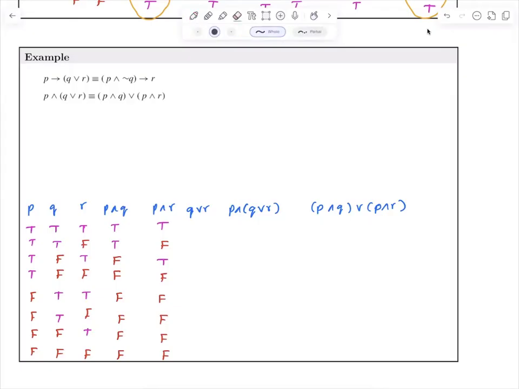Okay, let us connect Q and R using or. True or true is true. True or false is true. False or true is true. False or false is false. True or true is true. True or false is true. False or true is true. False or false is false. Very well. In the next step, we're going to combine P and Q or R.